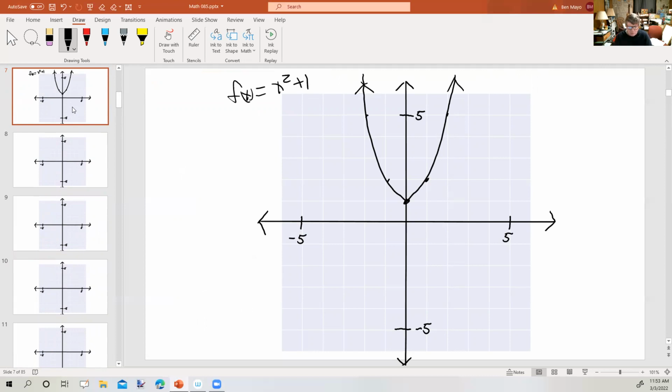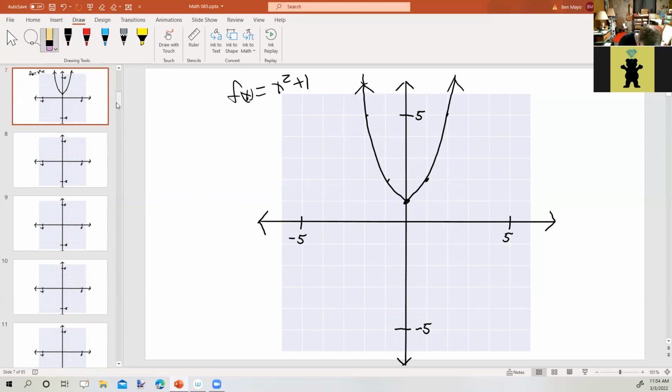Is that a one-to-one function? Anybody? No. Why not? How do you know for sure? It doesn't pass horizontal line test. Correct. It doesn't pass the horizontal line test.